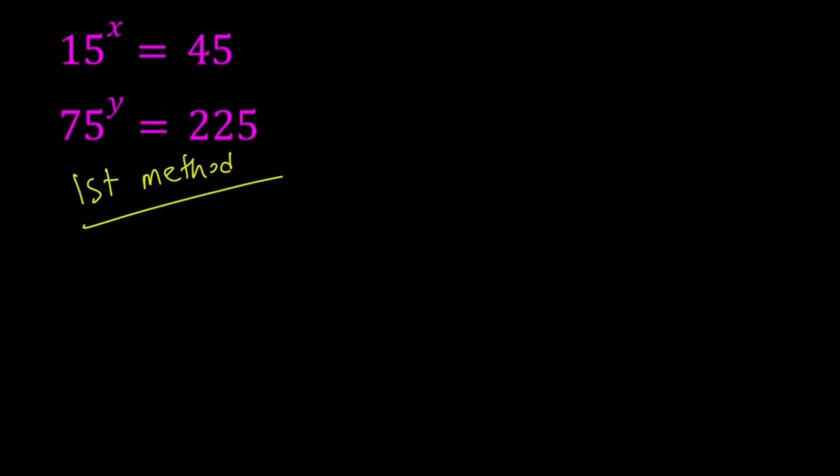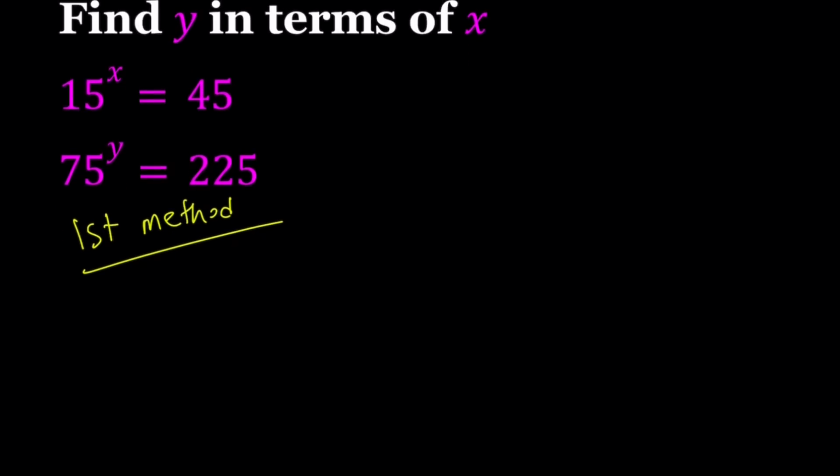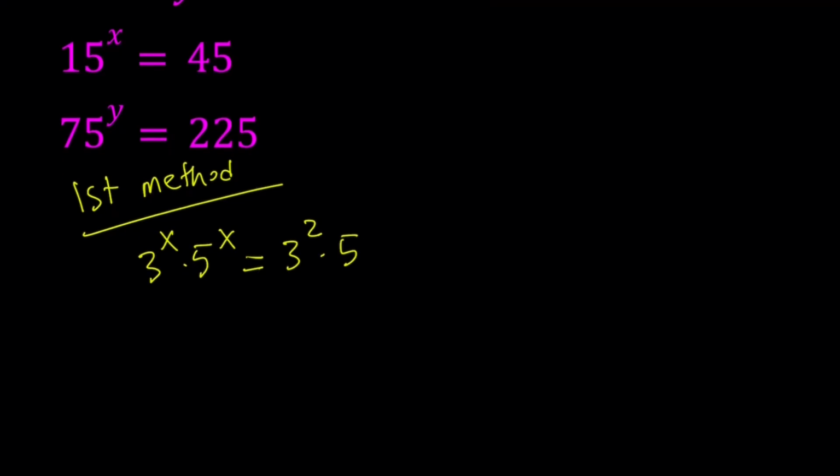For my first method, I'm going to use the rules of exponentials, and I'll break down everything into its prime factors. So 15 can be written as 3 times 5, so 15 to the power x can be written as 3 to the power x times 5 to the power x. And on the right hand side, we can write the 45 as 9 times 5, which is 3 to the second times 5 to the first power. You don't have to write the 5 to the first, you can just leave it as 5.